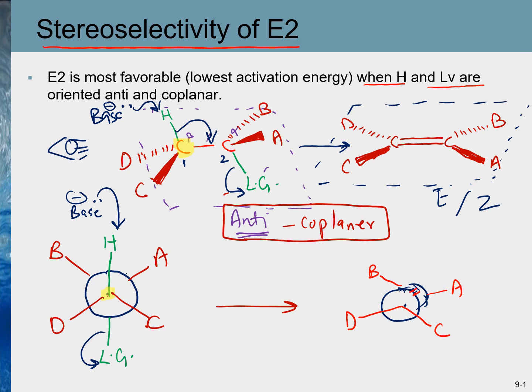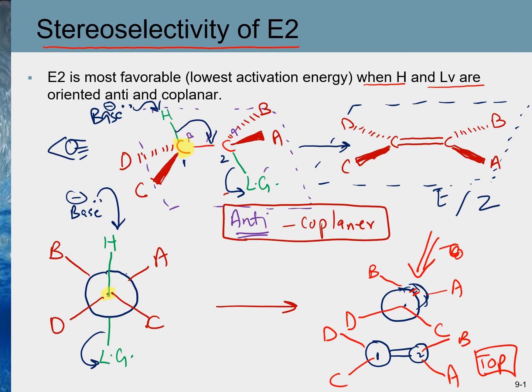So if we try to look from the top and I tilt it, then the resulting product will be, so this is my carbon 1 and that's my carbon 2 and a double bond in the middle. So in this case, then C will be down here and A will be here and D will be here and B will be here. So this is the top view.